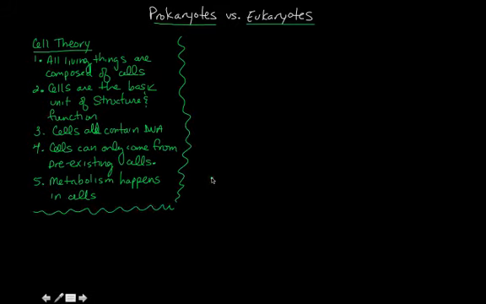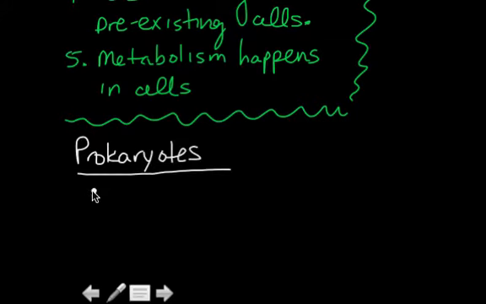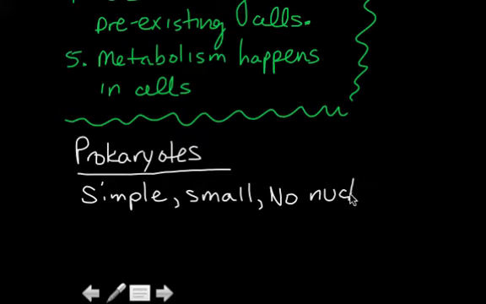So prokaryotes, there's not a whole lot going on with these guys, so I'm going to write some information about them down here. Some key terms that you need to know about them. First thing, they are simple. So there's not a whole lot going on inside of them. The second thing is that they tend to be pretty small. And then another thing that's pretty important about these guys is that they have no nucleus. And on top of having no nucleus, we can also add that they have no membrane-bound organelles.